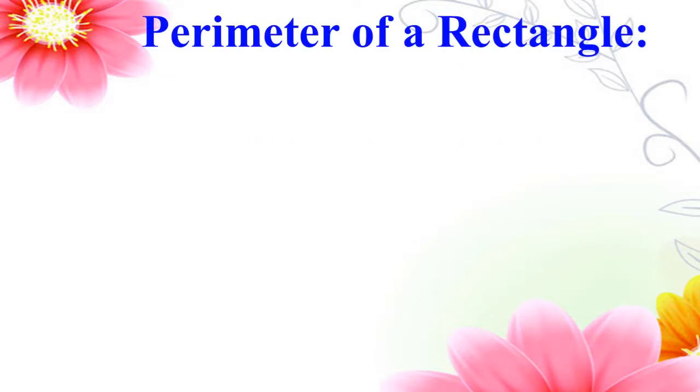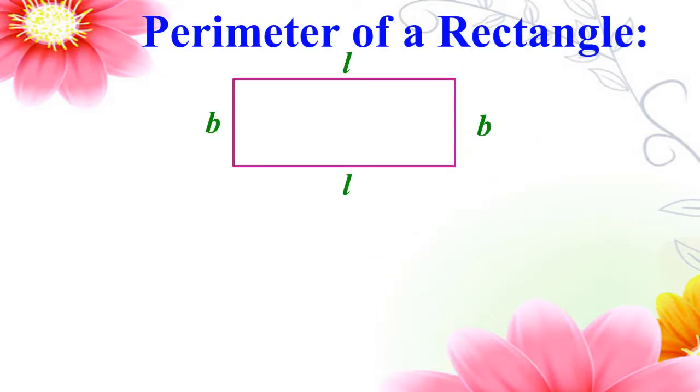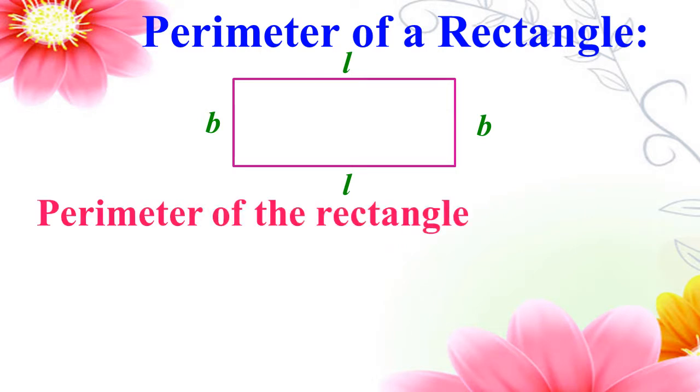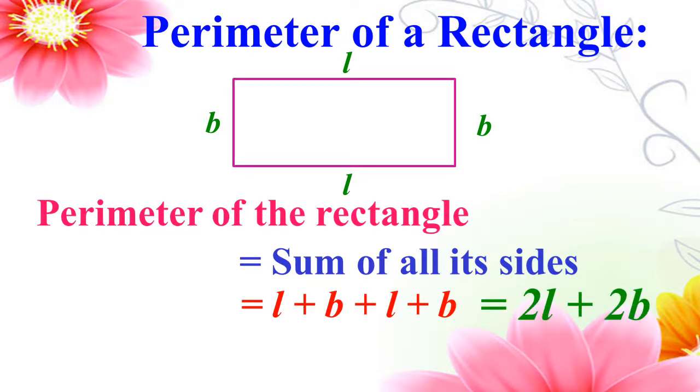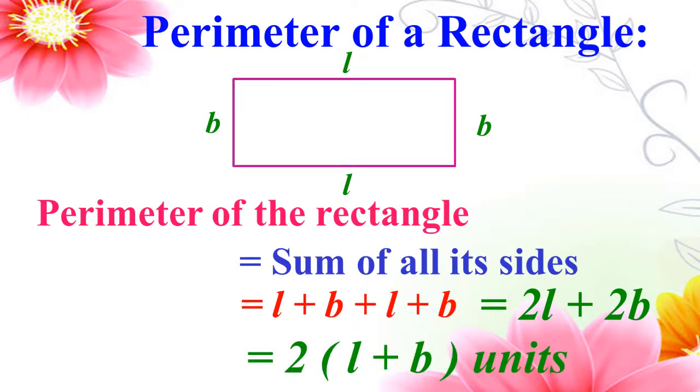So let us see perimeter of a rectangle. Perimeter of the rectangle equal to sum of all its sides. So L plus B plus L plus B equal to 2L plus 2B. Here 2 is common. So let us take the common factor 2 into L plus B units. Therefore, perimeter of the rectangle equal to 2 into L plus B units.